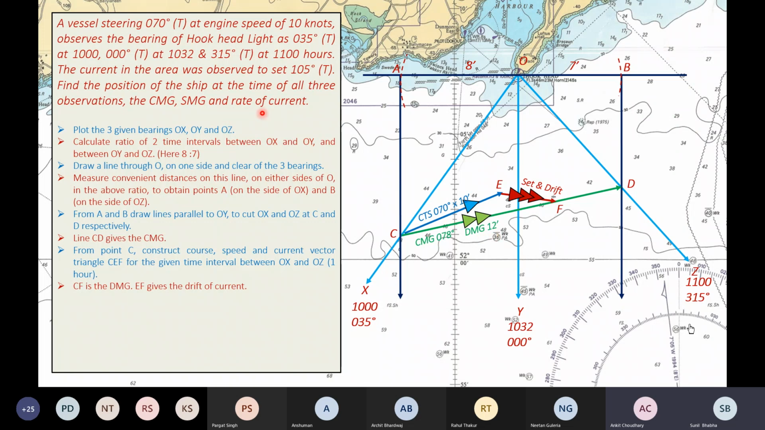We were also required to find out the rate of the current. The rate of the current can be easily obtained from the magnitude or the length of vector EF. Since the triangle is for 1 hour, whatever length of the EF vector we obtain, the same will be the drift as well as the rate of the current. So these 3 items have been obtained: CMG, SMG, and rate of the current.